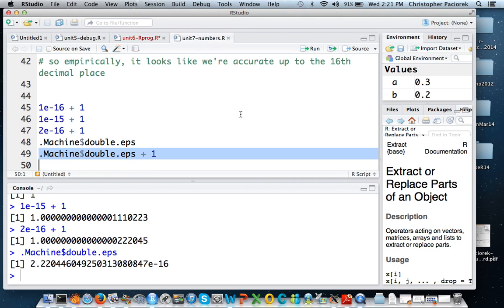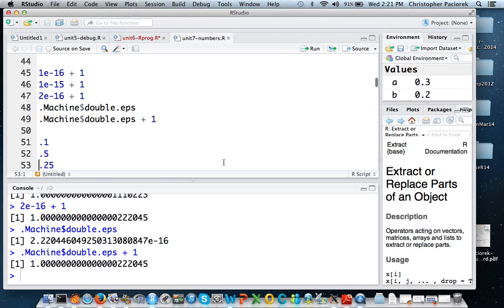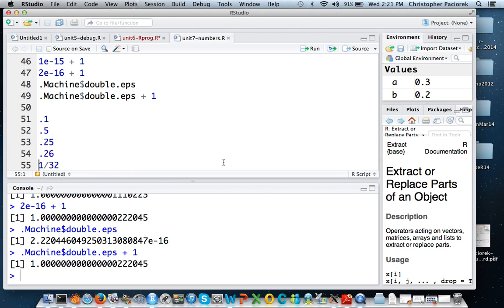And we should indeed be able to add that to 1 and get something back that is not 1. But if we try anything that's smaller than that, we're just going to get back 1, and we're not going to have incremented 1 at all. Is that valid, or can we modify that? No, that is a fundamental property of how C is working with numbers behind the scenes in R. Yeah.